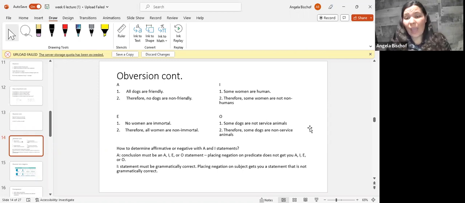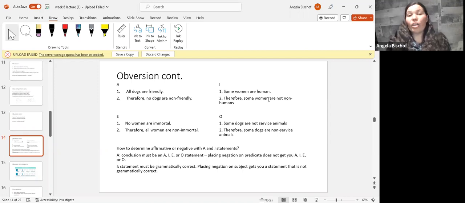So let's go back to this I statement, some women are human. If you wanted to place a negation in the front of the statement, you would get, therefore, not some women are human. That doesn't make any sense at all. So keep that in mind when you're creating these arguments. You need to be sure that you are creating grammatically correct sentences. You can't just slap a not in front of the statement, create a grammatically incorrect statement, and then move on.